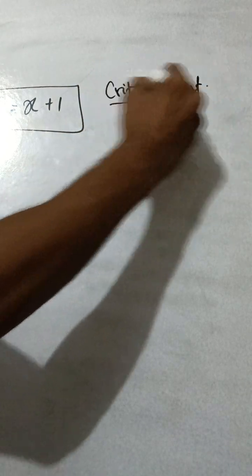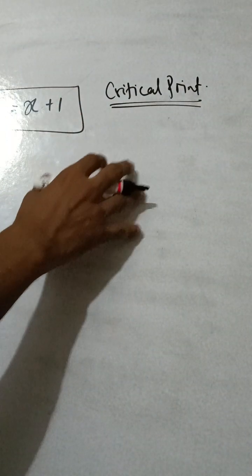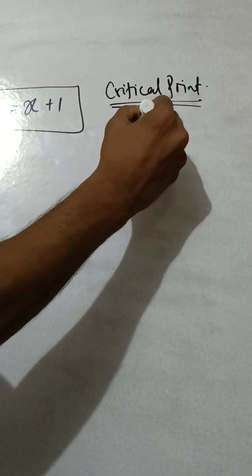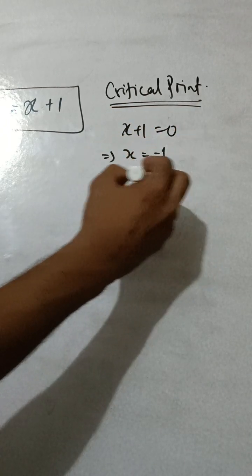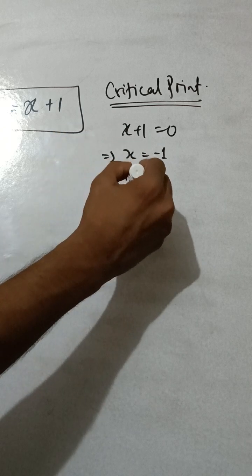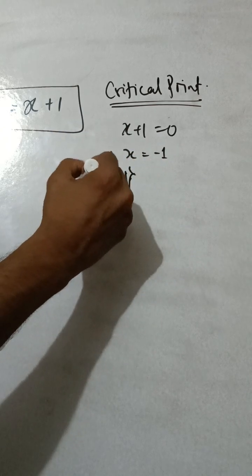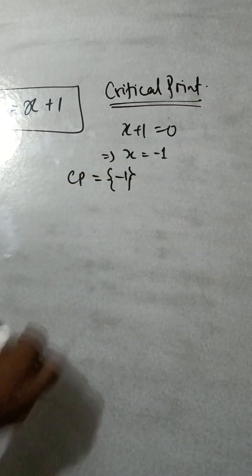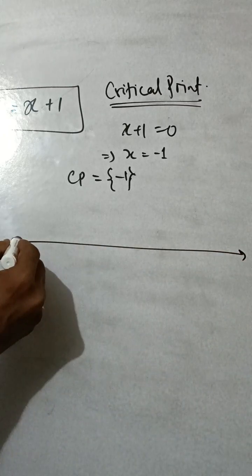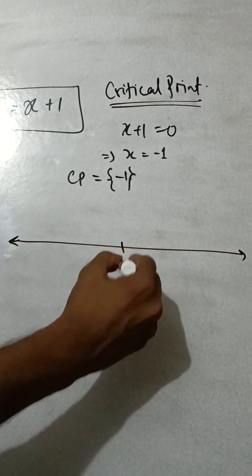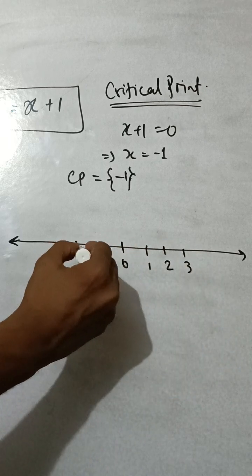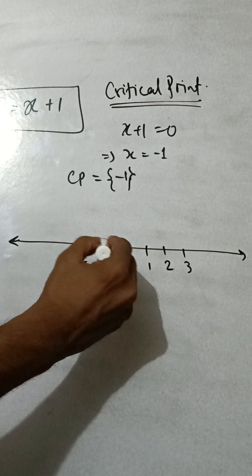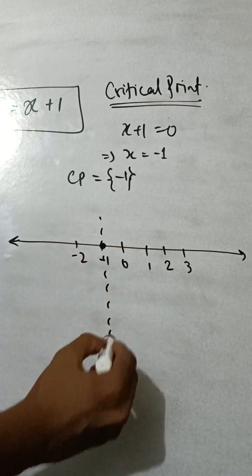A critical point is a point where this expression becomes equal to 0. So x plus 1 becomes equal to 0 at x equals minus 1. So we say that minus 1 is a critical point. If we draw our real line, here we have 0, 1, 2, 3, minus 1, minus 2, and so on. This is our critical point, right?